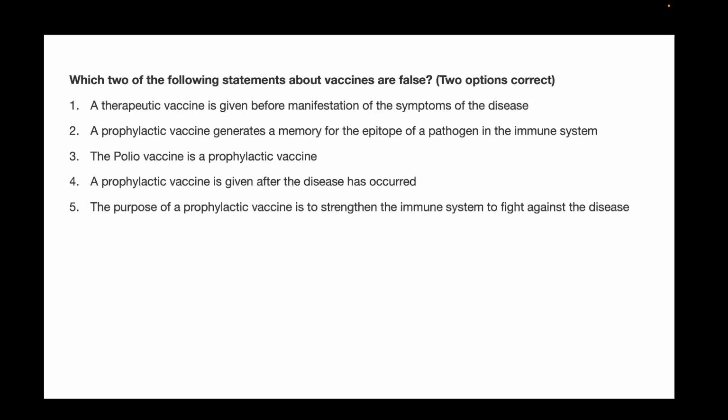Option 4, a prophylactic vaccine is given after the disease has occurred. Option 5, the purpose of a prophylactic vaccine is to strengthen the immune system to fight against the disease. Which of these two are false statements?